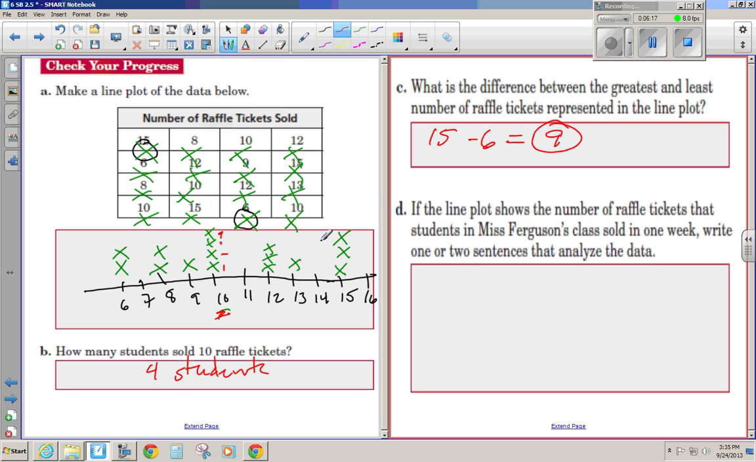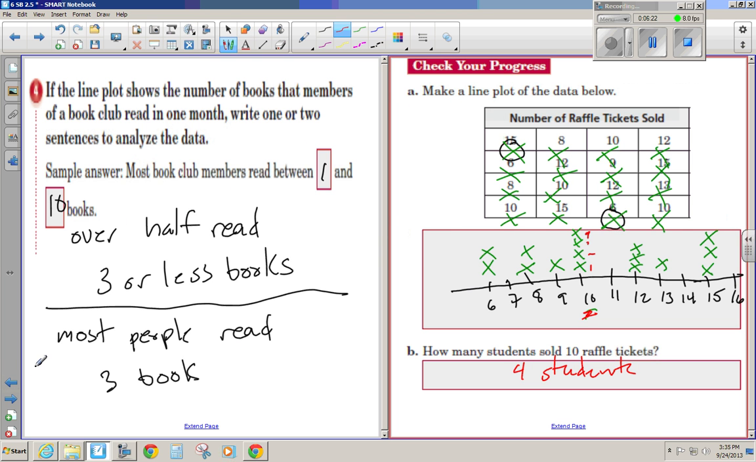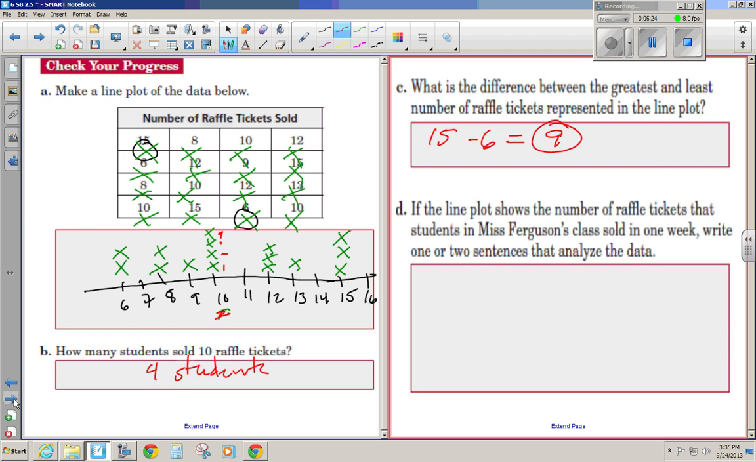So you could say, going back here, most club members read between 1 and 10 books. For this, you could say exactly that. Students sold between 6 and 15 tickets. That's one sentence you could write.